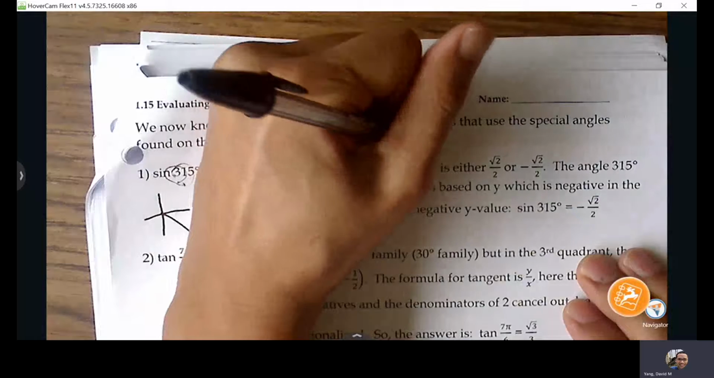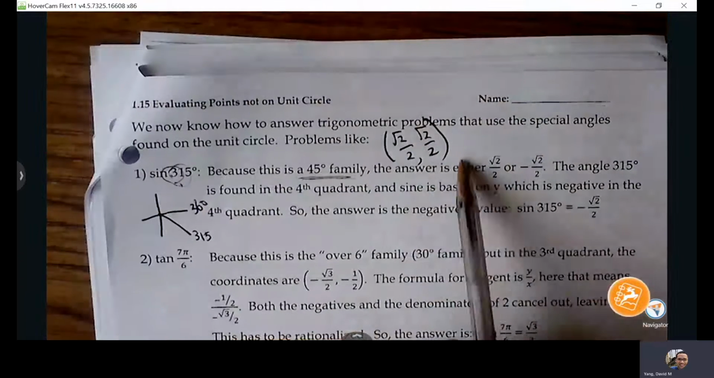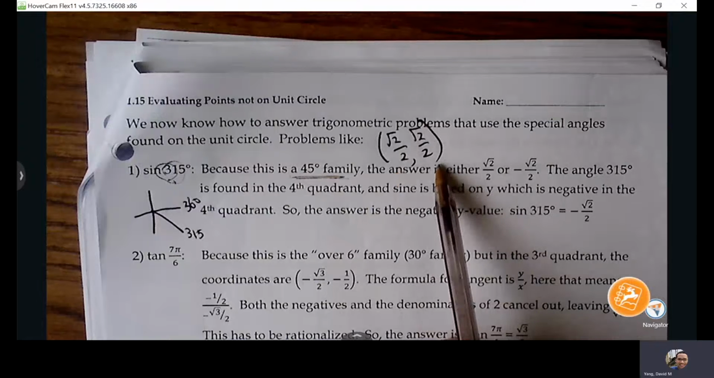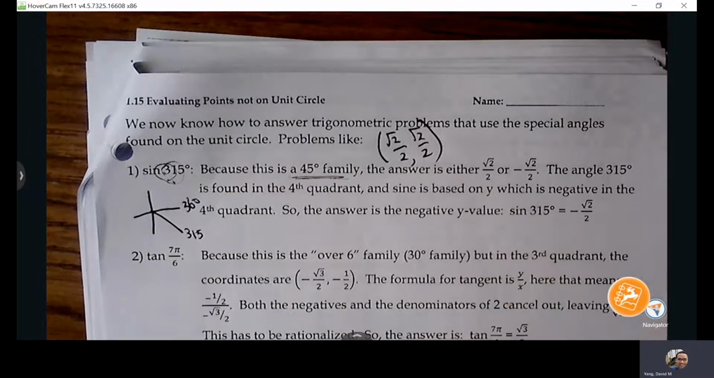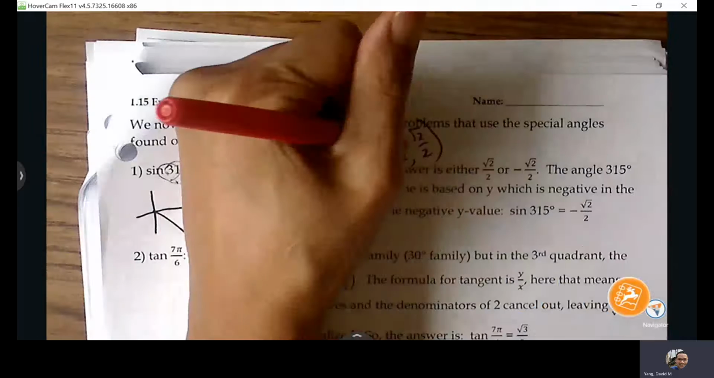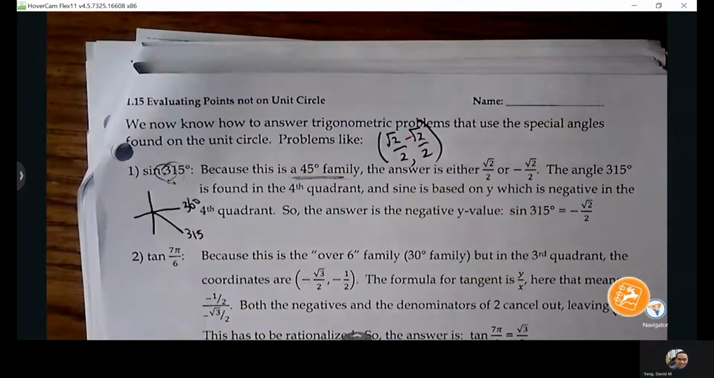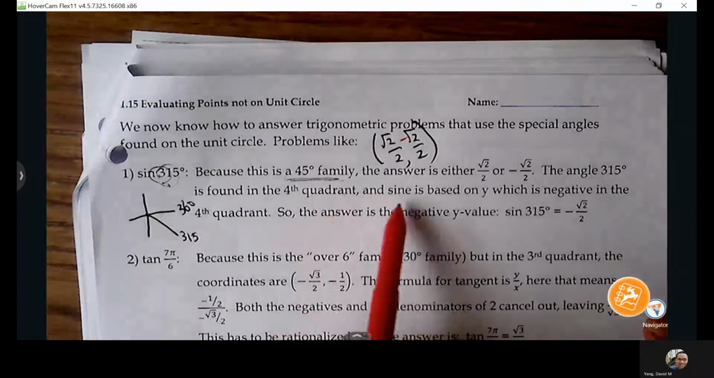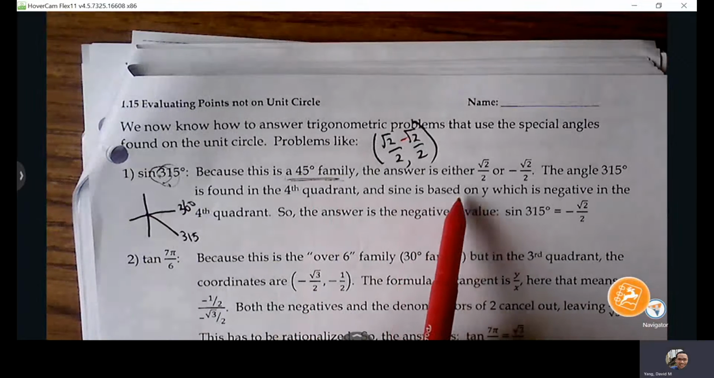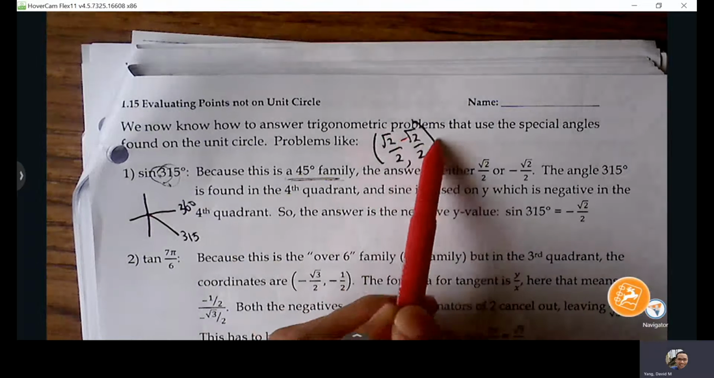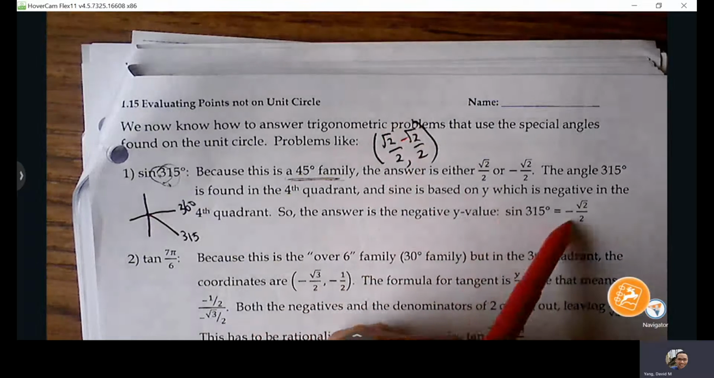We know that first quadrant, pi over 4, is going to give us an x value of root 2 over 2 and y value root 2 over 2. But we know it's in the fourth quadrant, so we can make an adjustment. We know the x is positive, the y is negative. Sine is based on the y value. So therefore, our answer is going to be negative root 2 over 2. Right.